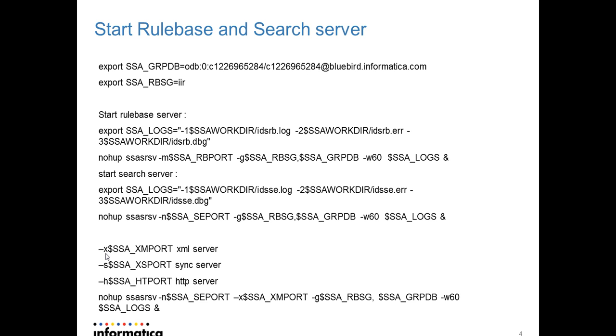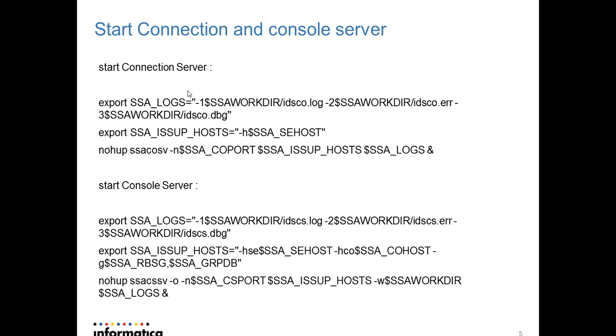You can give -x option to start XML server, -s option to start sync server, and -h options to start HTTP server. To start connection server in a group, use command /ssscosv, and with -n option give connection server host and port, and with -h option give search server host and port.